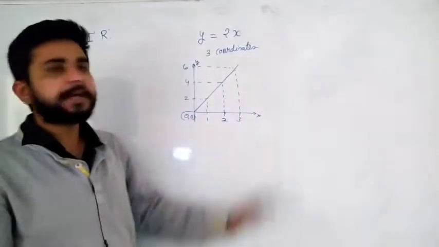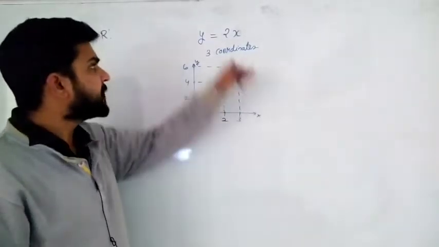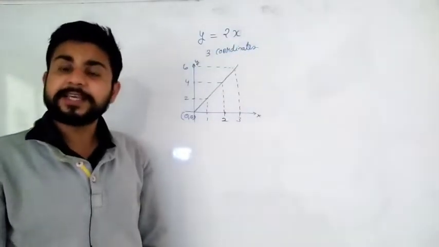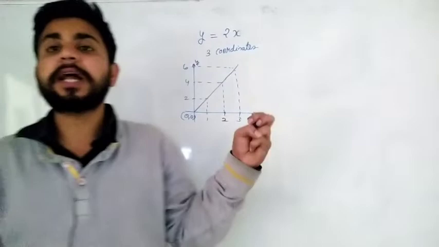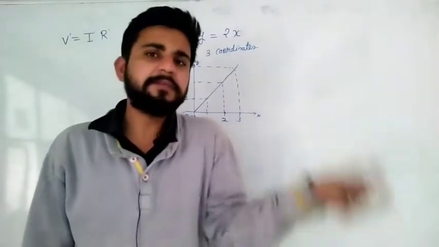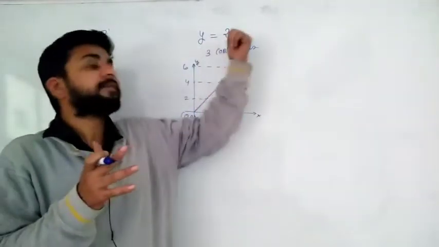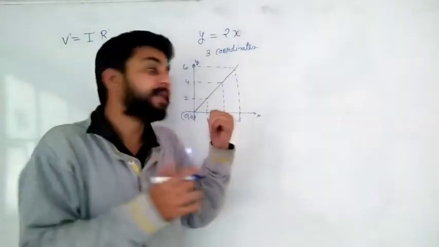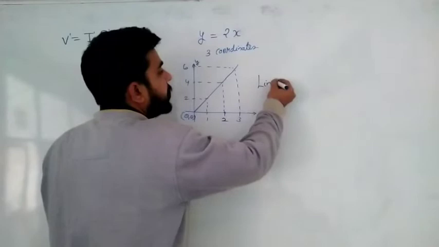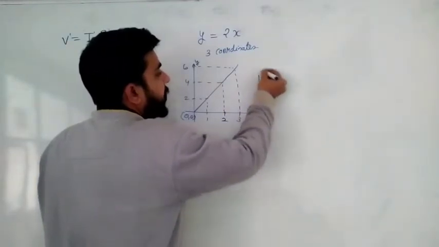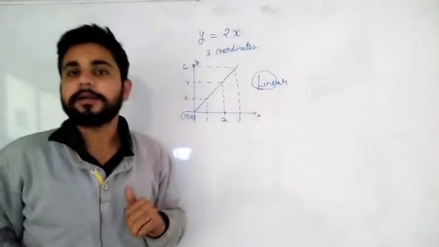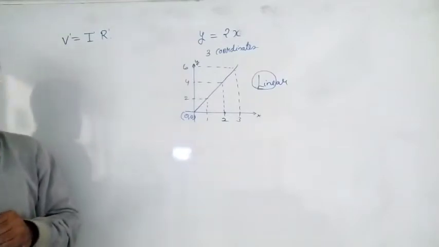Is this graph a linear graph? Yes, sir. It means we can call the equation a linear equation, because a linear equation always has a linear graph. That's why, through that particular graph, we can name this equation as a linear equation. Linear means what? If you remember, line, linear. Okay, bacha.